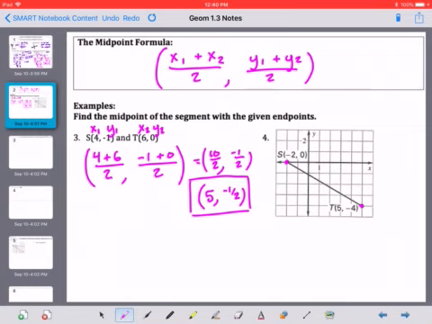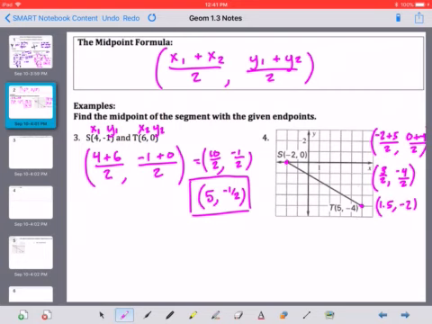So first off, let's add the x values, negative 2 and 5, divide by 2. And add the y values, 0 plus negative 4, and divide by 2. All right, so negative 2 plus 5 is 3, divided by 2. 0 plus negative 4 is negative 4, divided by 2. So our midpoint ends up being 3 divided by 2 is 1.5, and negative 4 divided by 2 is negative 2.